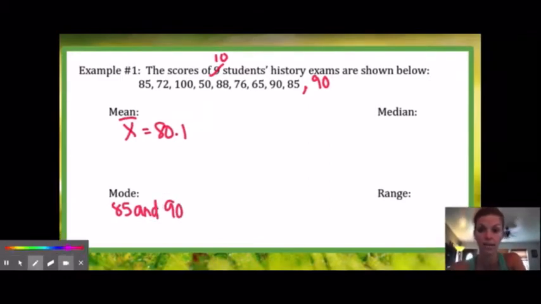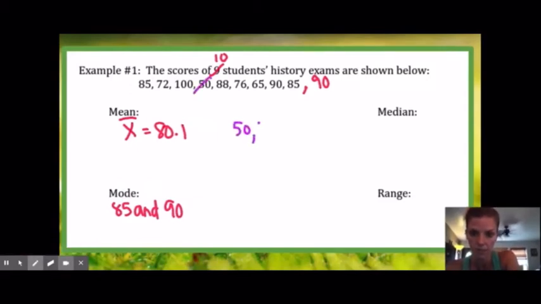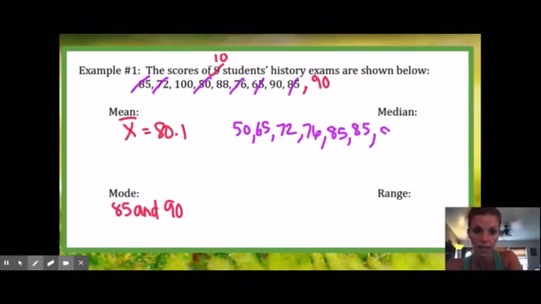Let's do the median. Now I'm going to have 10 numbers, so here we go. Let's see if I can do it. 50, 65, 72, 76, 85, 85, 88, 90. Now I have 2 90s and a 100. 90, 90, and 100. 1, 2, 3, 4, 5, 6, 7, 8, 9, 10.